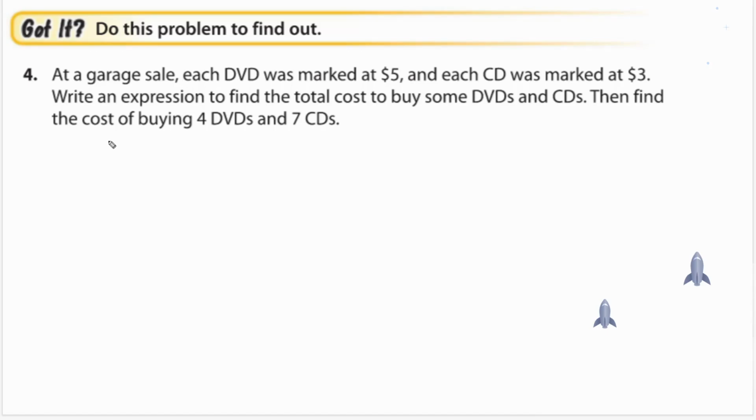Let's do one more example. At a garage sale, each DVD was marked at $5. Each CD was marked at $3. Write an expression to find the total cost to buy some DVDs and CDs. So how many DVDs did we buy? We don't know, right? So we'll just call that D, the number of DVDs that you buy.